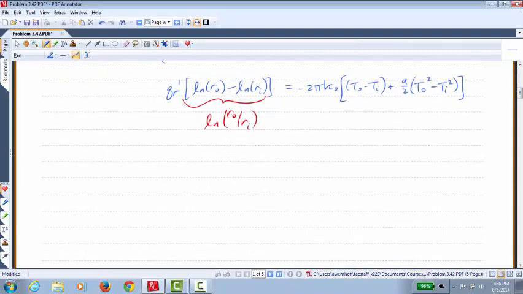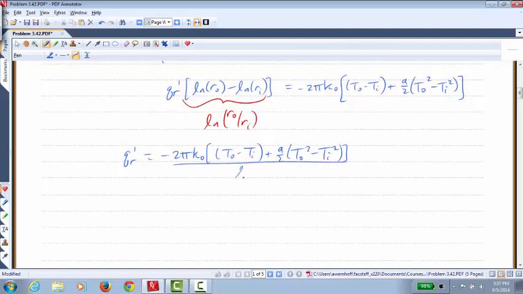What we'll do now is move the log of R_o over R_i over to the right side so we can finish off this problem here. q_r prime is minus 2πK₀ times (T_o minus T_i plus a over 2 times (T_o squared minus T_i squared)), all divided by natural log of R_o over R_i. So this is the answer, and this allows you to solve for the heat flow per unit length.